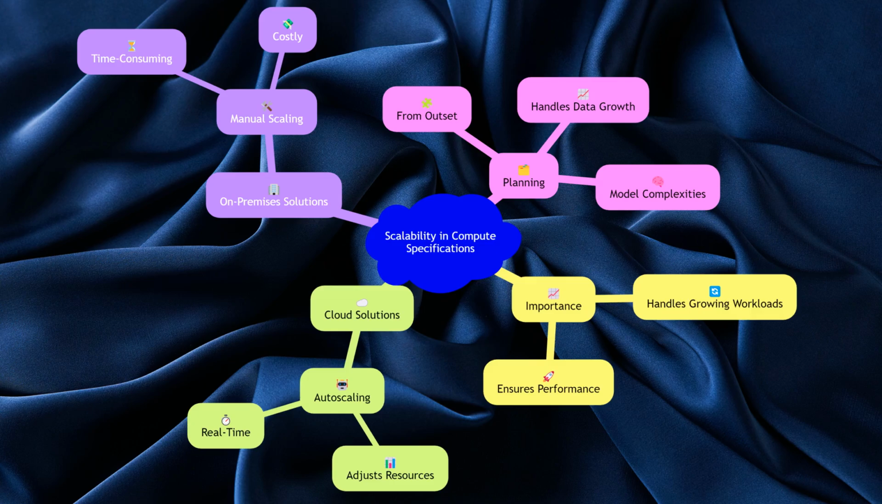Scalability is a key consideration when determining compute specifications. As your training workloads grow, your compute resources should be able to scale accordingly. Cloud solutions offer auto-scaling features that can automatically adjust resources based on demand. On-premises solutions may require manual scaling, which can be time-consuming and costly. It's essential to plan for scalability from the outset to ensure that your ML training can handle increasing data volumes and model complexities without performance degradation.